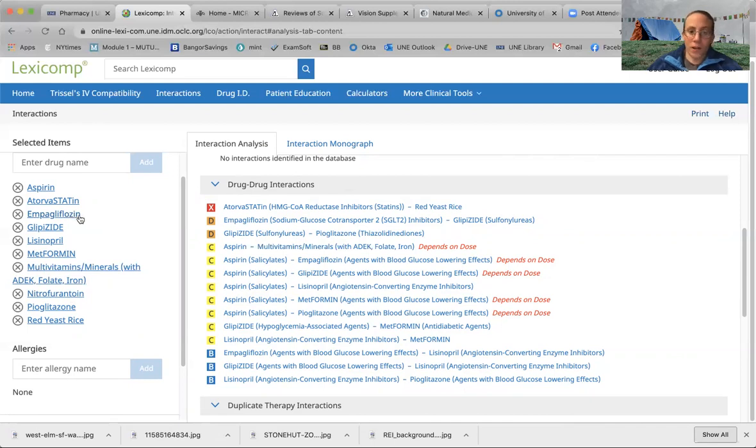Did they start getting UTIs when they started empagliflozin? If that's the case, maybe an SGLT2 is not the way to go. Maybe a GLP-1 is a better choice here.